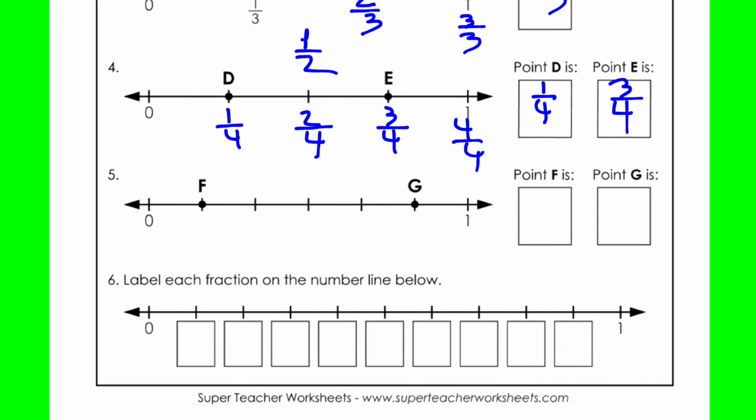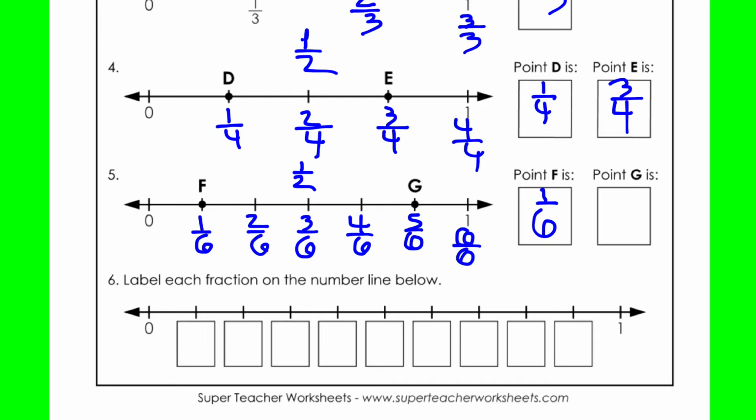Number 5, we have to count how many sections this number line is divided into. It's divided into 1, 2, 3, 4, 5, 6 sections. So that means from 0 to F, that would be 1 section out of 6. This would be 2 sections out of 6, 3 out of 6, or better, since it's the midpoint, 1/2, 4 out of 6, 5 out of 6, and 6 out of 6. So the missing fractions are 1 out of 6 and 5 out of 6.